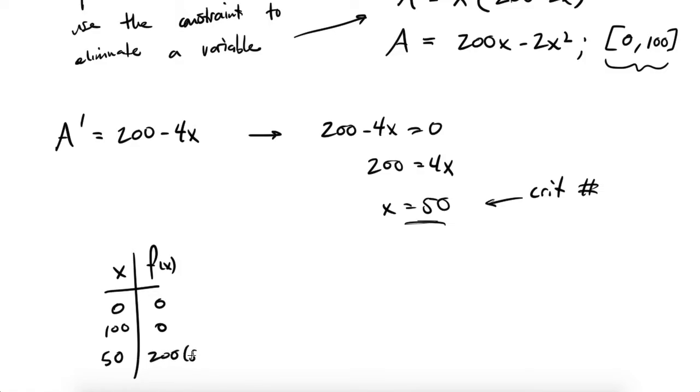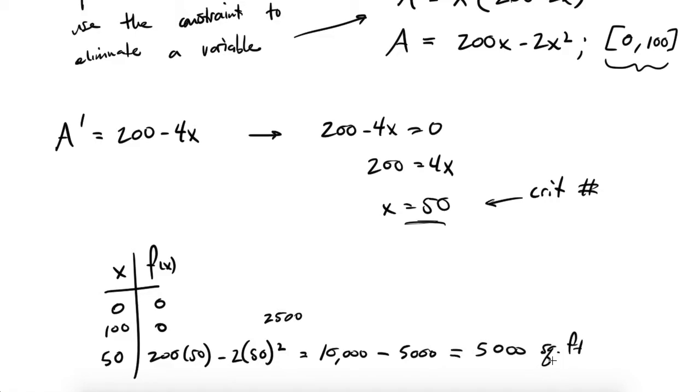So 200 times 50 minus 2 times 50 squared. 200 times 50 is 10,000, I think, if I'm doing my math correctly here. And then 2 times 50 squared, 50 squared is 2,500. So 2 times that is 5,000. So 5,000 square feet is the maximum area pen I can get, but that wasn't actually the original question.